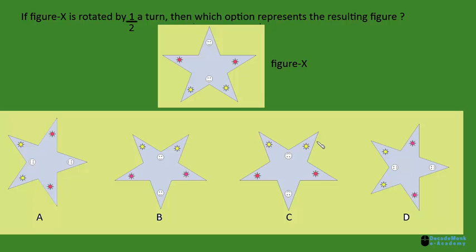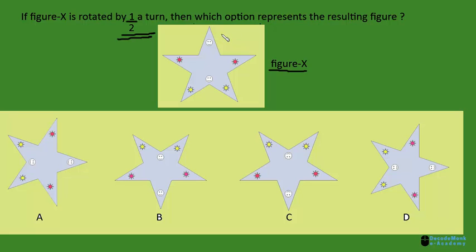The question says, if figure X is rotated by 1 by 2 of a turn, then which option represents the resulting figure? Then you are given a figure X, then you are given 4 options A, B, C and D. So 1 by 2 of a turn. You see over here in the figure you have got a 5 pointed star with 2 smileys and 4 stars of different colors. So this is 1 by 2 turns.